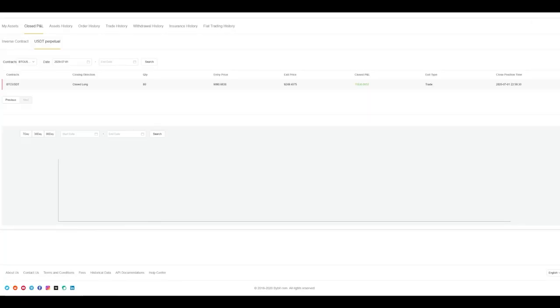Here we go with the statistics at closed profit and loss reports. USDT perpetual for BTC against the US dollar. Today's July 1st. Our single trade, which has been completed today at 80 Bitcoins. We have closed the long 9,090 entry, 9,249 exit price. We've closed this thing at 11,530.